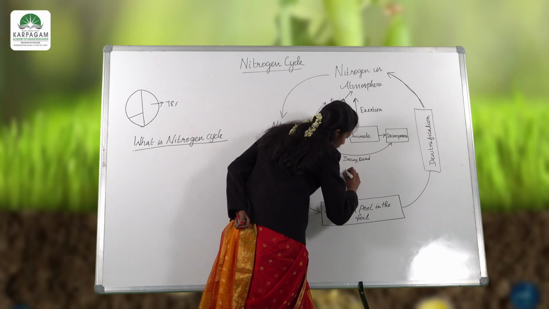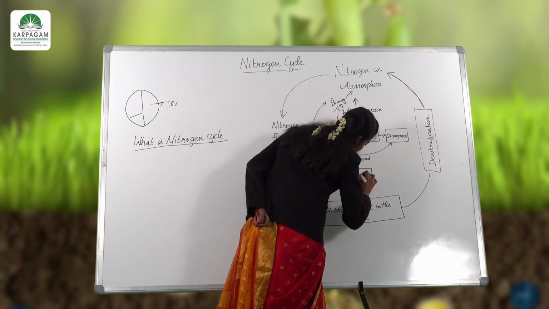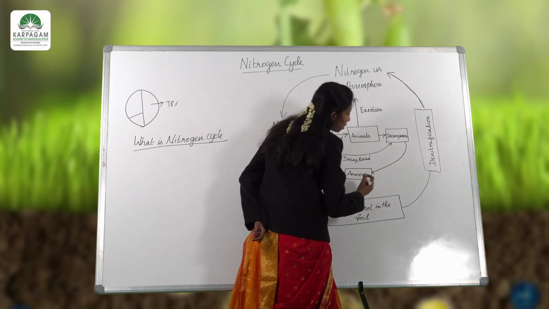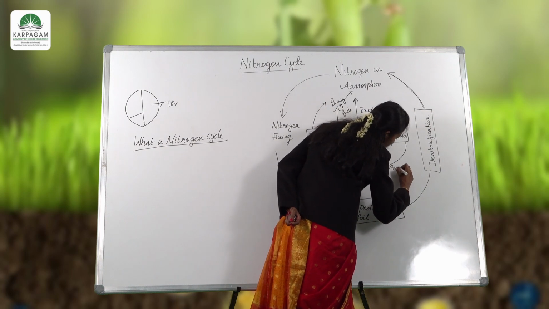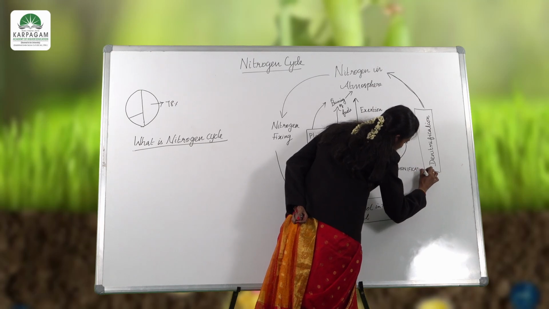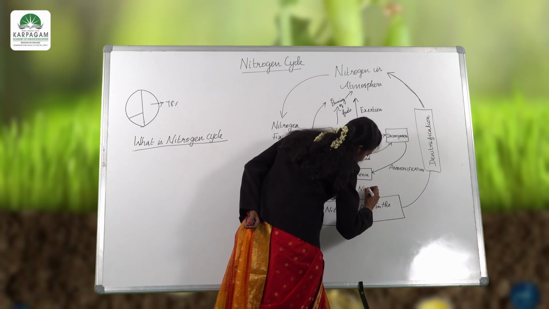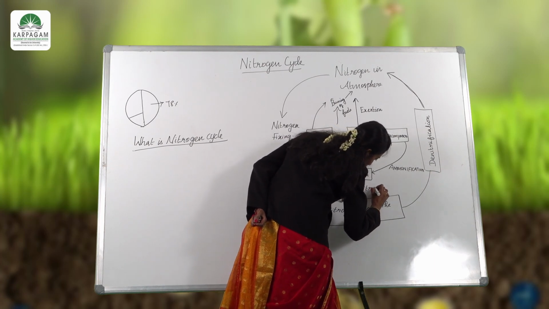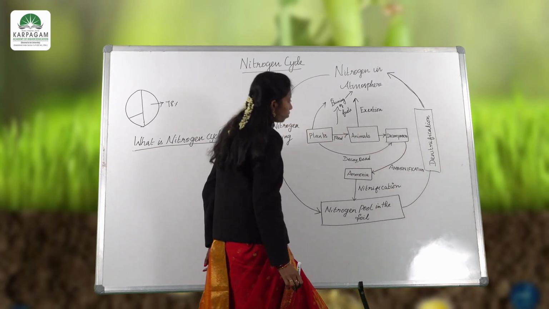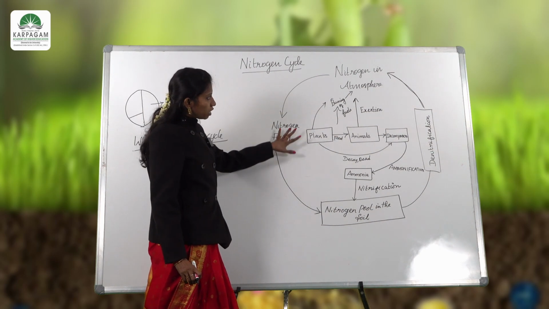Then what happens? We have a part called ammonia, and this ammonia is obtained from the decomposition, and we call this process ammonification. And by the next process we will get nitrogen, and that process we call nitrification. So this is the entire cycle. Let me clearly explain it in 4 stages.